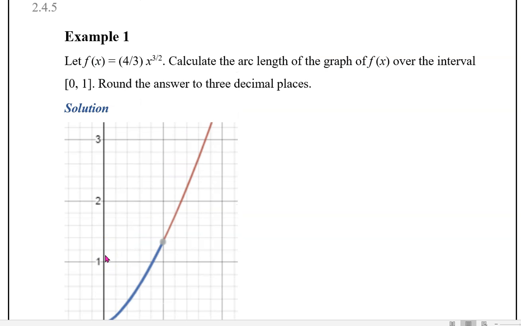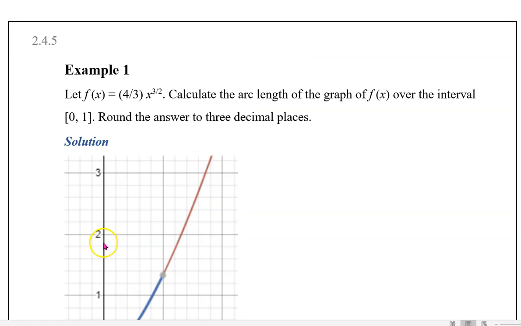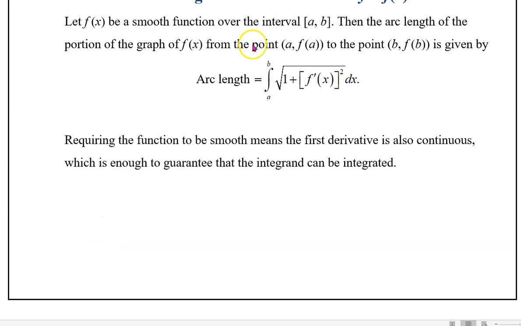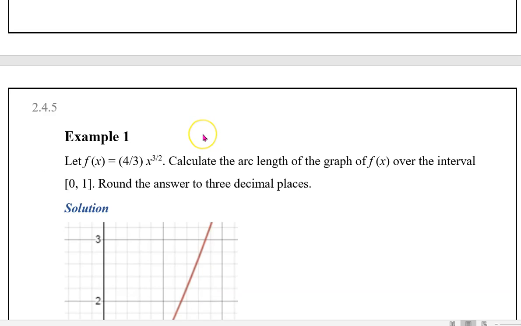In order to do this, what we first want to write down is our formula. Don't forget that the formula is the integral from a to b of the radical of 1 plus f prime of x, quantity squared, dx. Let's write that down now.